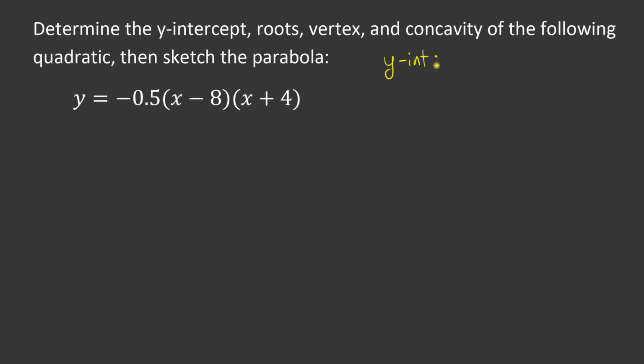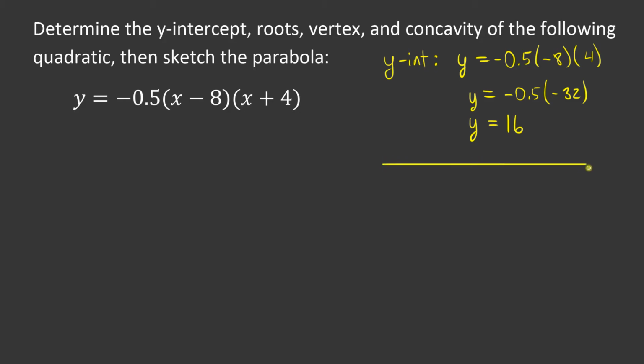Y-intercept happens when x is 0. So go ahead, you figure out what the y-intercept is for me when x is 0 of this parabola. You can pause this video, get all of these answers yourself, and then compare them to mine. So this is going to be negative 32, and half of 32 is 16. So my y-intercept is positive 16. And we're going to hold on to that information and use it later when we sketch or graph this.